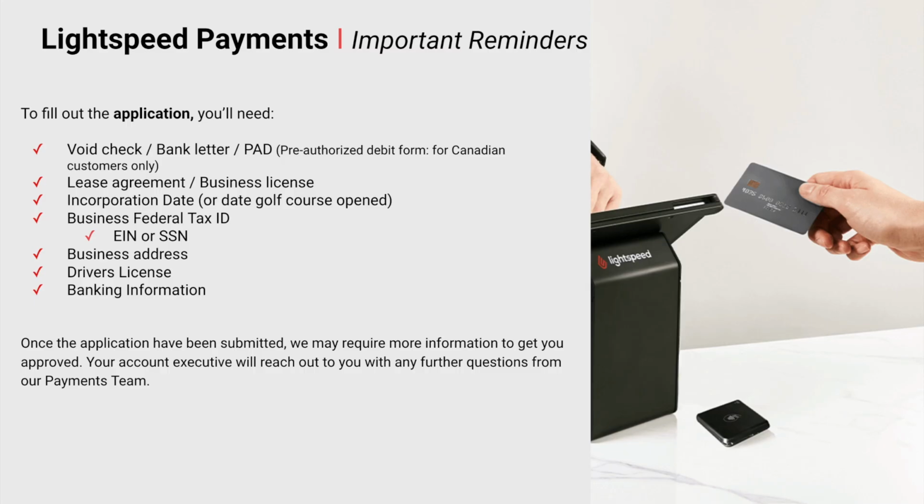Let's start with Lightspeed payments. These are just some reminders to fill out your application and documents that you may need, such as a void check, plant later, a lease agreement, a business license, an incorporation date, a business federal tax ID, a business address, driver's license, and banking information. Feel free to screenshot this if you need, and if you have any other questions about Lightspeed payments in general, please reach out to your account executive and they can give you some more details.